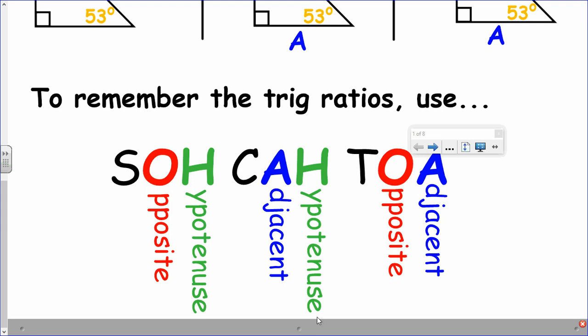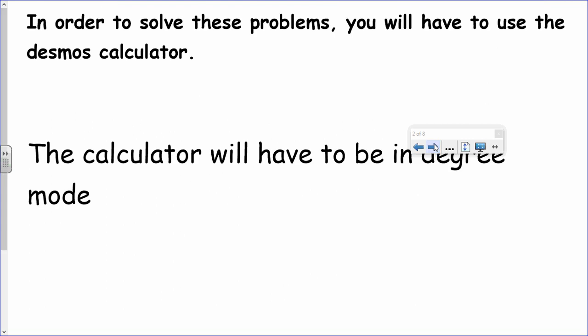Okay? So some important info. In order to solve these problems, you're going to have to use the Desmos calculator. Do not try to use your phone calculator. Use the Desmos calculator, because you're going to have to make sure the calculator is in degree mode. If you do not put the calculator in degree mode, you're going to get the wrong answer. So take a second and pull up Desmos in the split screen so you can see how to do this.